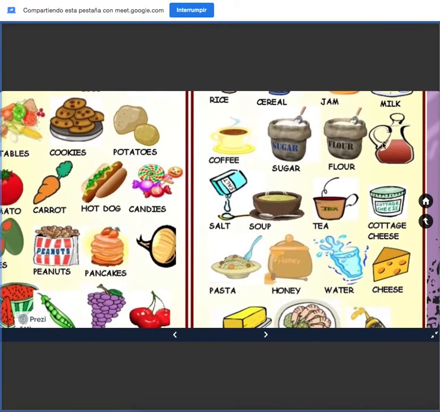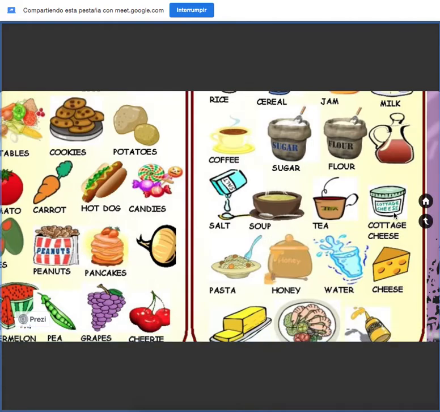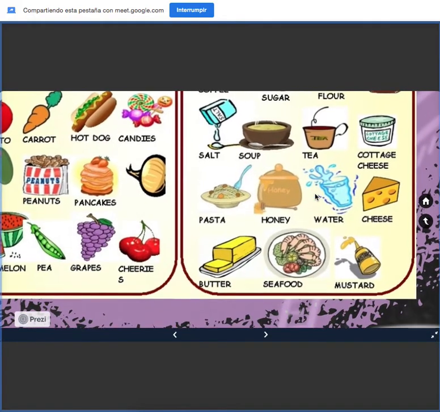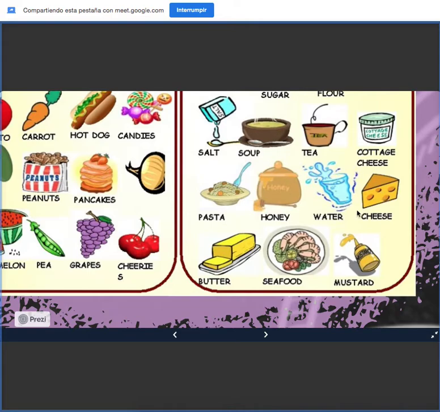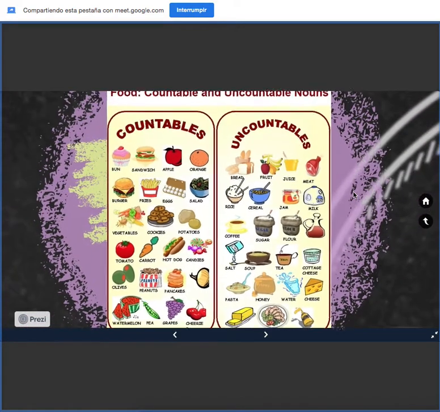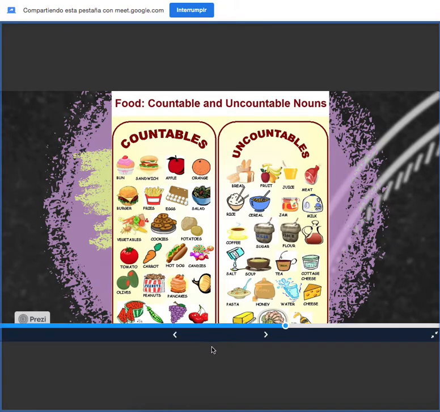This is like honey, so I don't know why the name is not here, but this is honey, so you can't count honey. Salt, soup, tea, cottage cheese, or in this case, like el queso para untar, ¿lo han visto? So that is uncountable, you can't count it. Pasta, honey again, water, cheese, like in general cheese, you can't count it. Butter, seafood, and mustard. So there you have some few examples of countable and uncountable nouns.